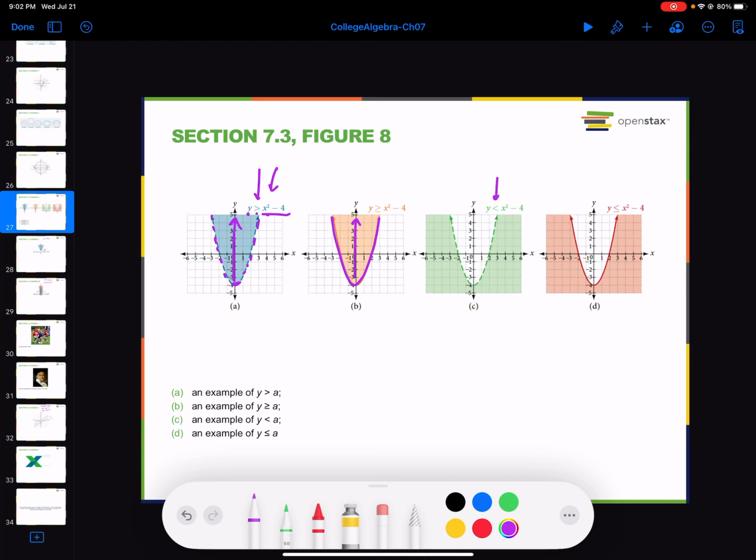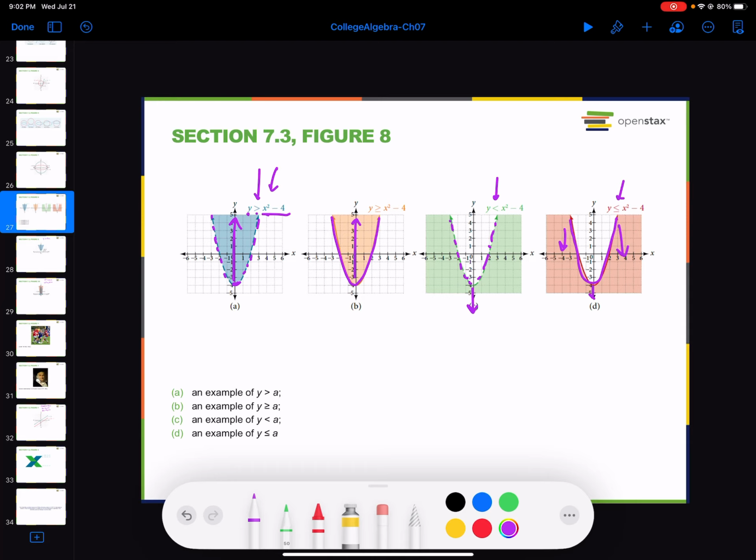This next one, we want y values that are less than. So we want the y values that are going to -infinity. And because it's not saying equal to, we want to keep this line dashed. And the last example is saying y less than or equal to. So we'll keep the solid line, and we want all the values that are below that line.